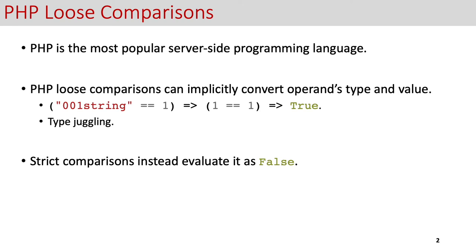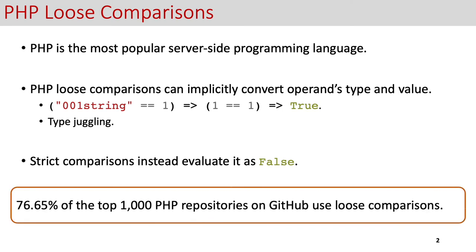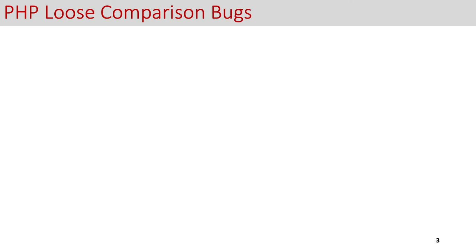To better understand the prevalence of loose comparison, we conducted an empirical study on the top 1,000 PHP projects on GitHub, and we found that over 76% of the projects are currently using loose comparisons. Loose comparisons are normal PHP language features that are provided along with PHP interpreters. However, they can bring severe security risk. We name such security problems loose comparison bugs.